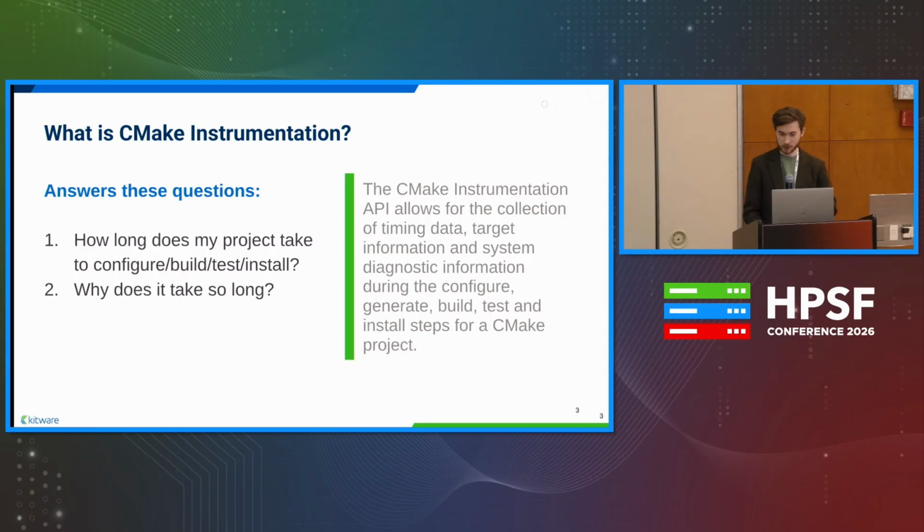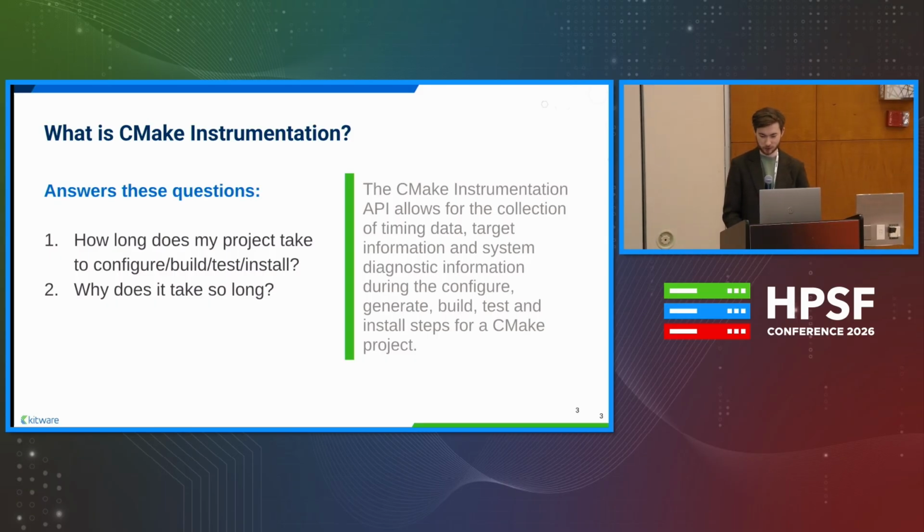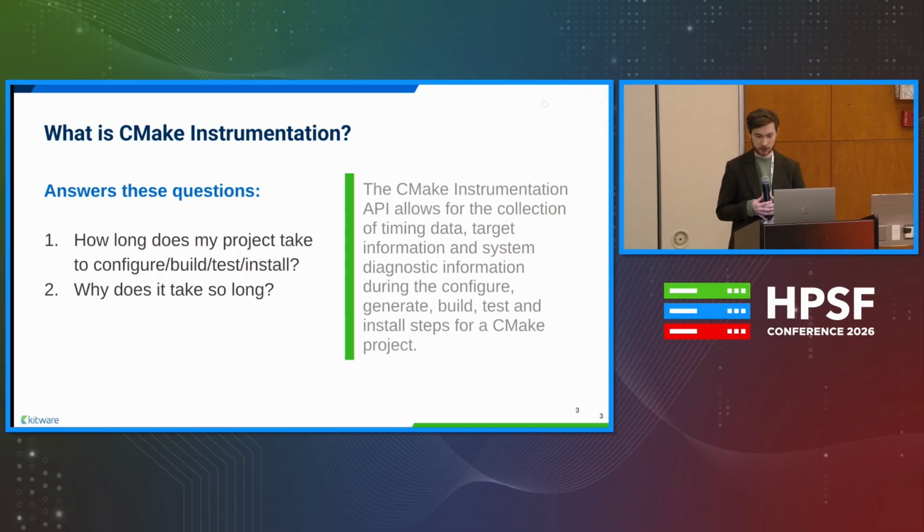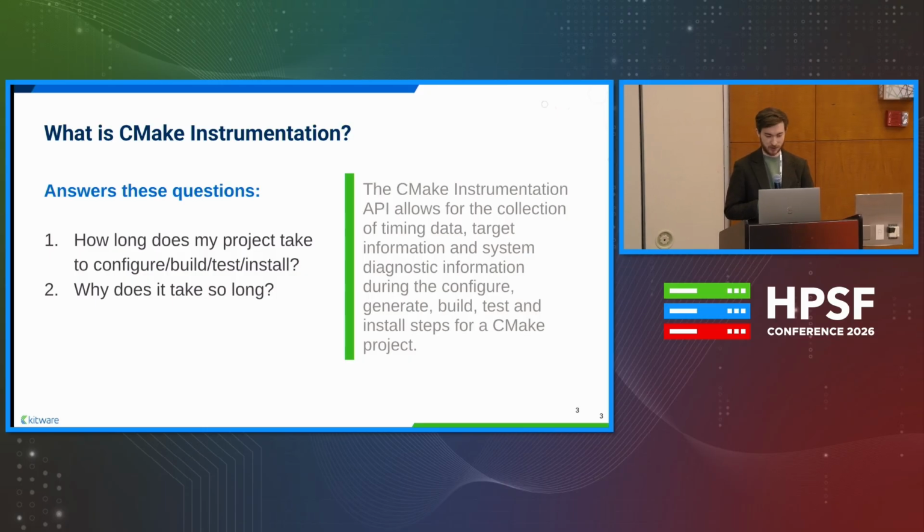So what is CMake Instrumentation? I have a little quote here from the documentation, but it's an API to allow the collection of timing data, target information, and system diagnostic information during the configure, generate, build, test, and install steps for your CMake projects. And the goal of it is to really answer a couple of questions, which are how long does it take for my project to configure, build, test, install, and then why does it take so long?